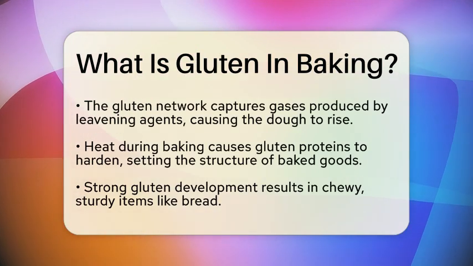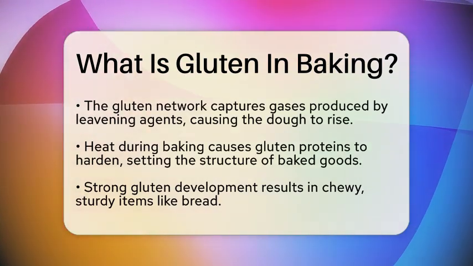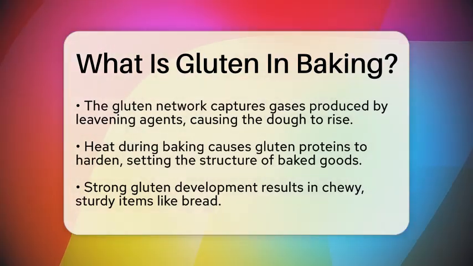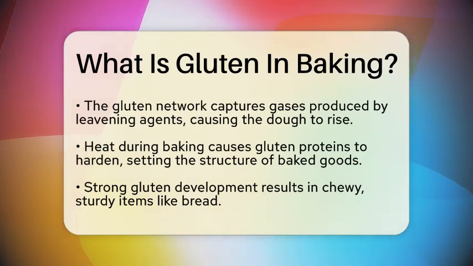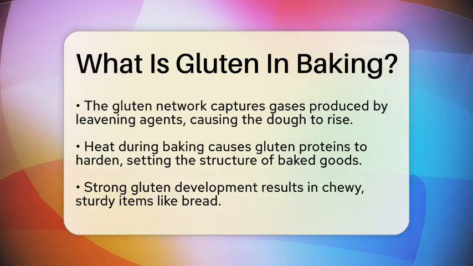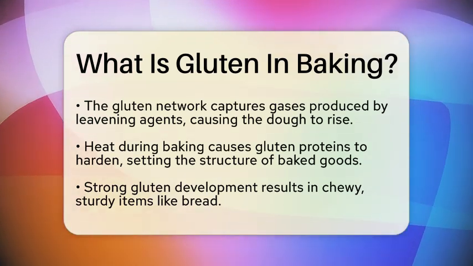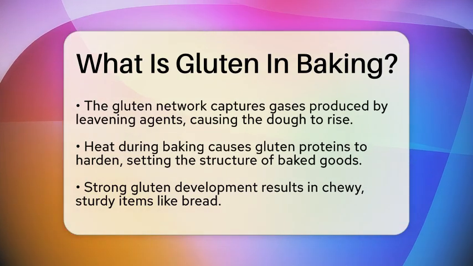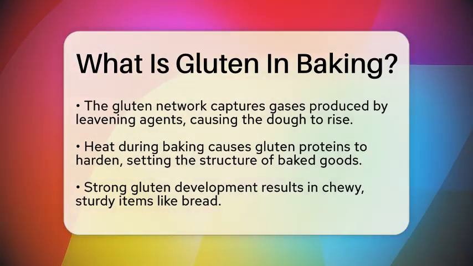During the fermentation or rising process, the gluten network captures carbon dioxide bubbles. This causes the dough to expand and rise. When you bake it, the heat causes the gluten proteins to harden, setting the structure of your baked goods. This is why bread and other items have that delightful chewy texture and hold their shape well.